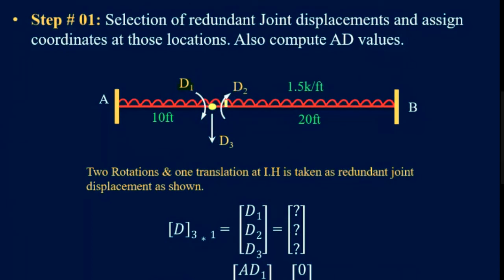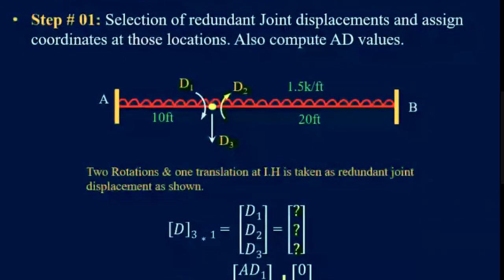This D2 is also a rotation. We have shown this by this D2, and D3 is a translation, downward translation. So we have shown this by the D3. So these are the values of D1, D2, and D3. Now we need to find these values of D1, D2, and D3 because these values are unknown. What are the values of AD1, AD2, and AD3?